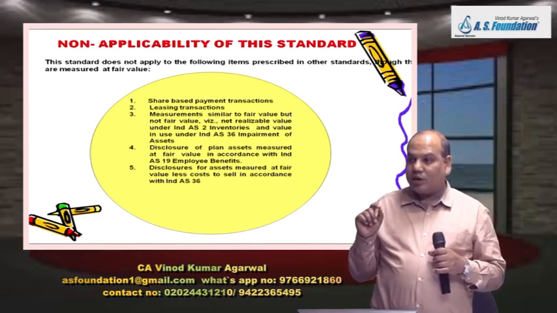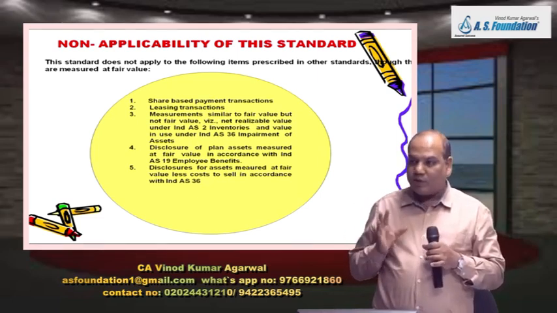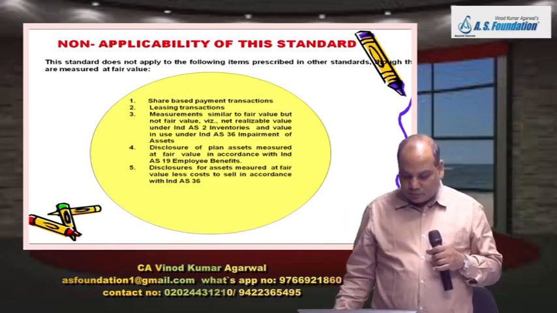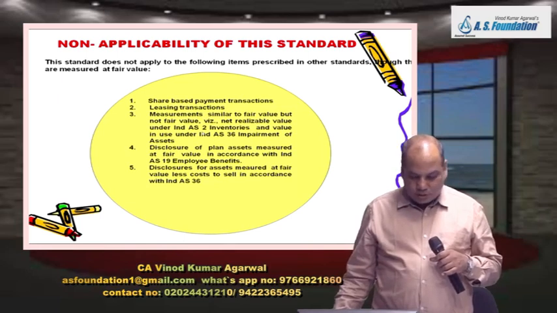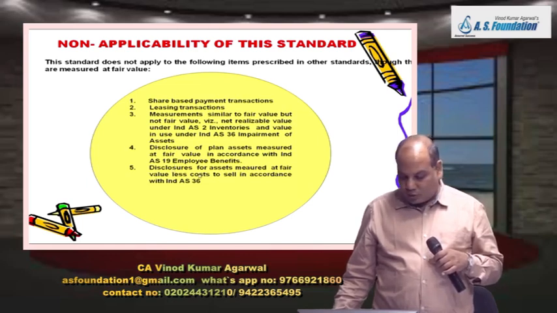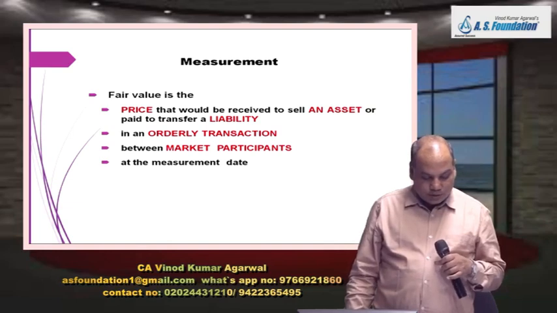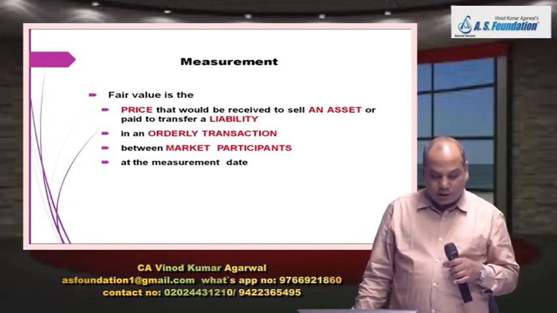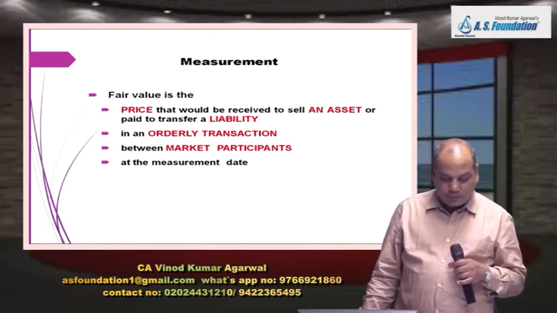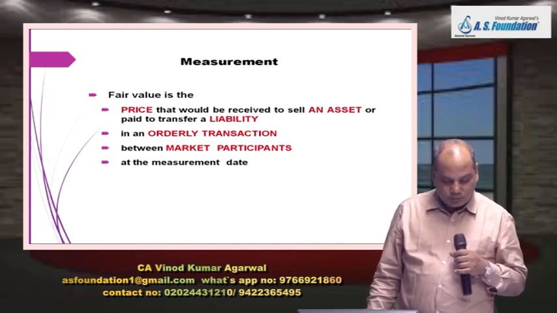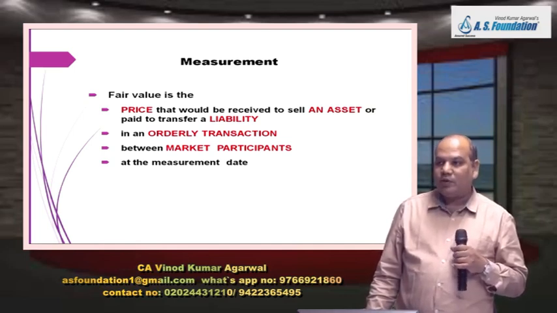Then there are some standards which use a measurement basis similar to fair value but are not fair value. For example, net realizable value under IAS 2 inventory, or IAS 36 impairment when you calculate value in use. Then disclosure of plan assets under IAS 19 employee benefits. Disclosure for fair value of asset at fair value less cost as per IAS 36. And there is one more in IFRS, point number 5: disclosure by retirement benefit plan investments measured at fair value in accordance with IAS 26, accounting and reporting by retirement benefit plans.